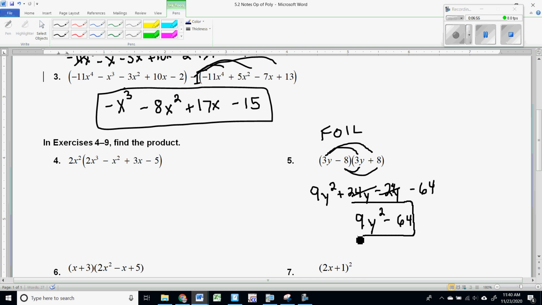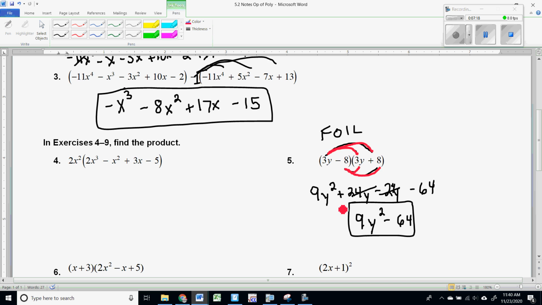Now, that's something we've done before, but I want you to look at what we actually did when we FOILed. What we actually did is we took this first term and multiplied it by both of the other terms. And then we took the second term and multiplied it times each of the other terms.